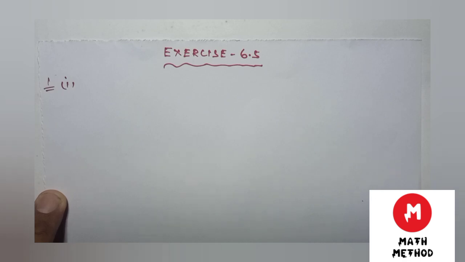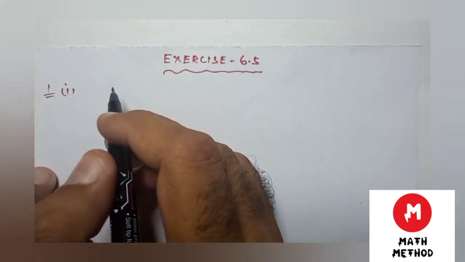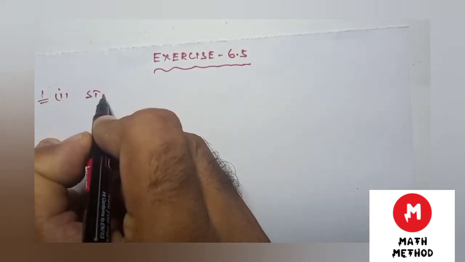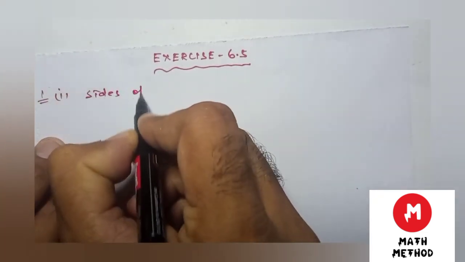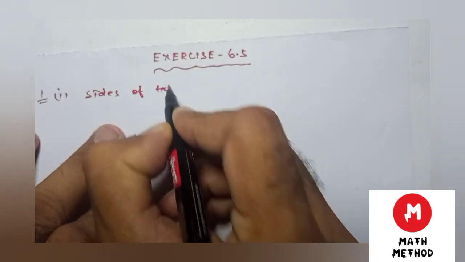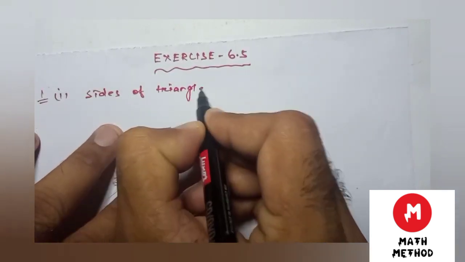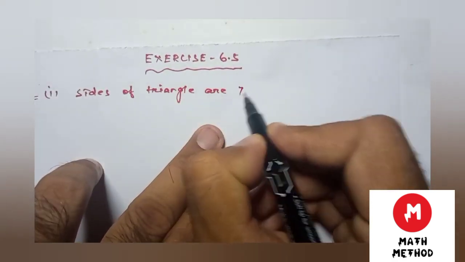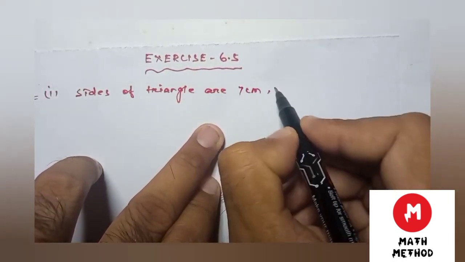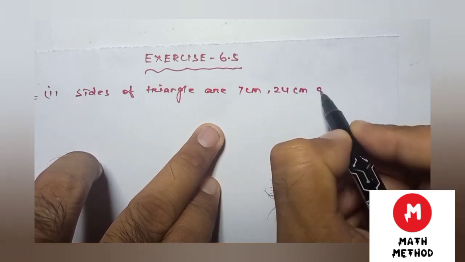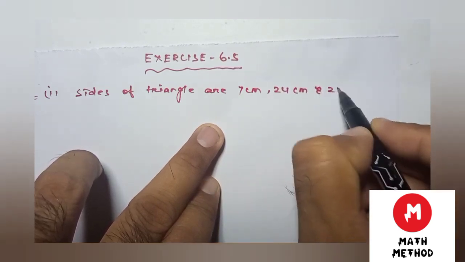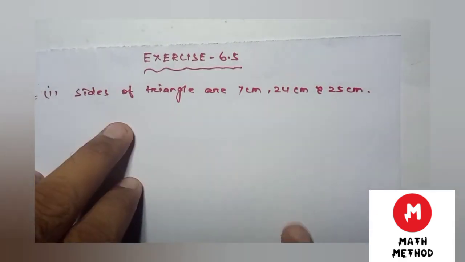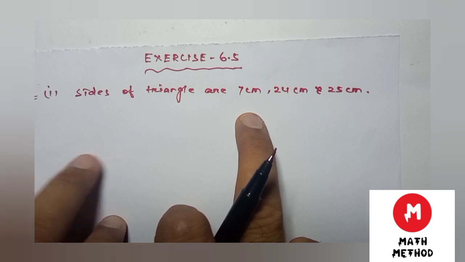Now let the sides of triangle are 7 cm, 24 cm and 25 cm. We have to find out whether this triangle is a right angle triangle or not.